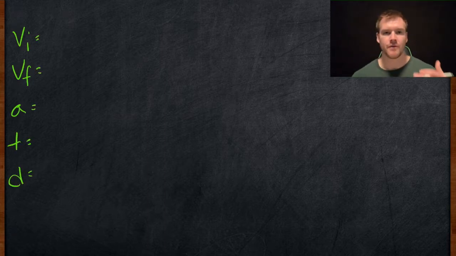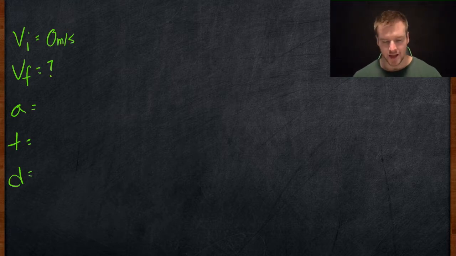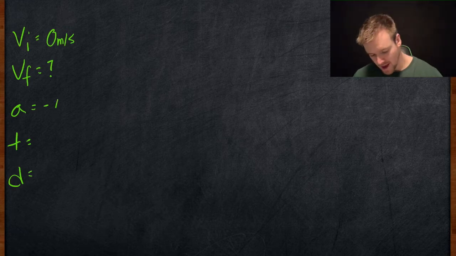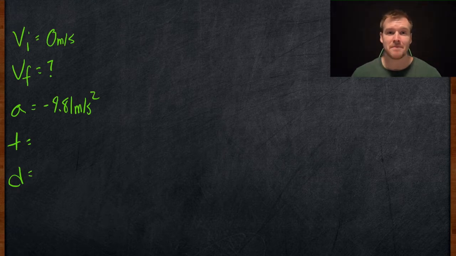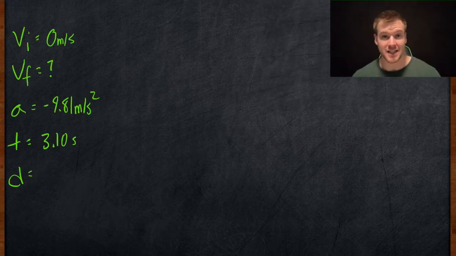So the VI, he falls pretty much from 0, so we're going to call that 0 meters per second initially. VF, we don't know how fast he hits the water. The acceleration, now hopefully this is familiar from Science 10, but gravity accelerates things towards the ground at 9.81 meters per second squared. We are going to talk about that more in the next video, but for right now we'll just remember that it's negative because it's going downwards. Negative 9.81 meters per second squared. The time it showed in the video was 3.10 seconds, and the displacement, or how far he is from where he started, is what we're trying to find out.